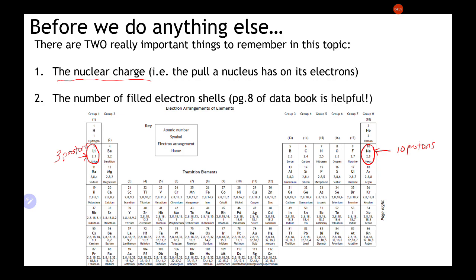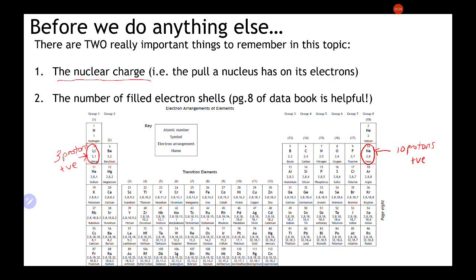So what we say is that neon is going to have a larger nuclear charge. The reason for that is that it's going to have 10 positive charges and lithium's only going to have 3 positive charges. So the neon nucleus is going to have a greater pull on the electrons round about that nucleus compared to what lithium would have. That's all that means. We'll talk a bit more about that later.